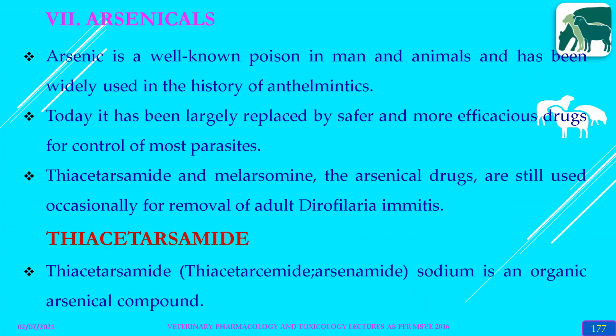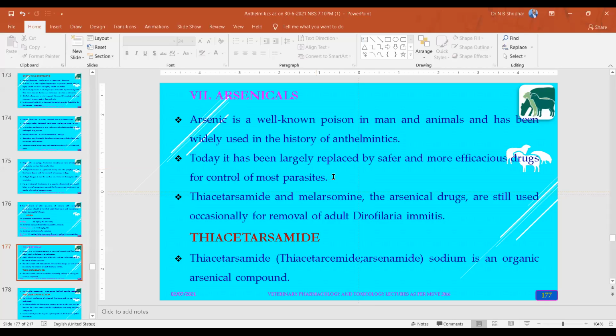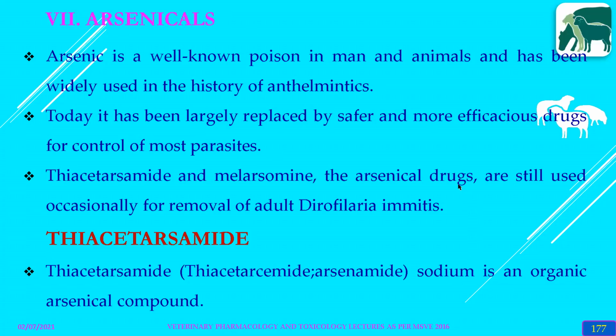Arsenicals, so they are the well-known poisons. Then of course, these are the drugs used once upon a time, but now they are seldom practiced because of the high toxicity. Only thiacetarsamide and melarsomine are used arsenical drugs. And thiacetarsamide is an organic arsenical compound.